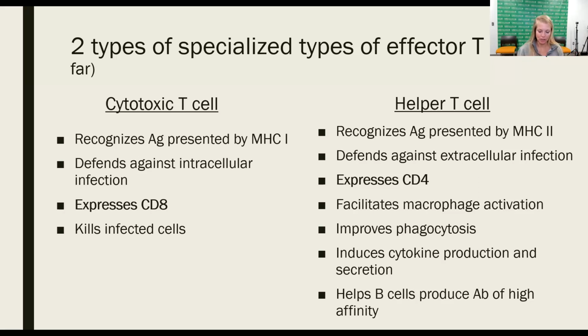But they are going to help macrophages be better at phagocytosis. They are going to secrete a lot of cytokines to tell a lot of other cells what to do. And these are the T cells that are going to help B cells make better antibody through a couple different processes, but one of them is going to be isotype switching. So interact with MHC.